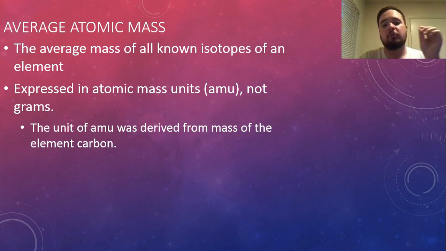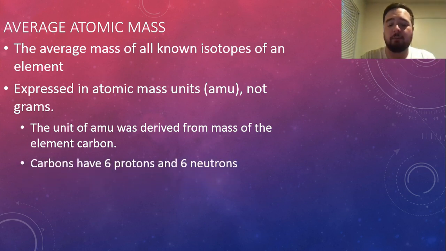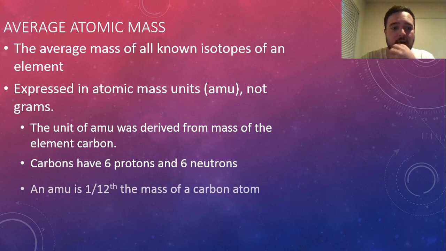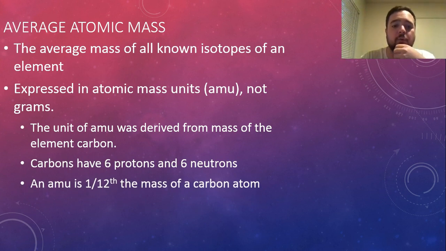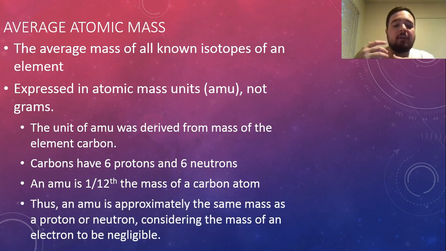The unit of AMU is derived from the mass of a carbon atom. We know that carbon has 6 protons and 6 neutrons. Well, an AMU is 1/12 the mass of a carbon atom. Since protons and neutrons are 99% of the mass of a carbon atom, because the electrons really have negligible mass, we can approximately say that an AMU is approximately the same mass as 1 proton or neutron, considering that the mass of the electron does not matter.